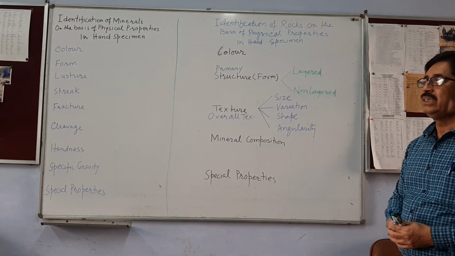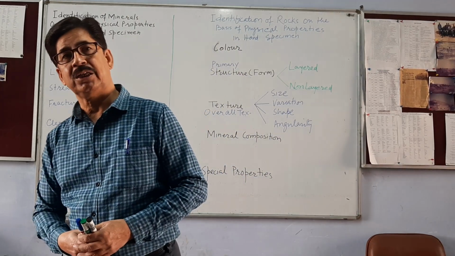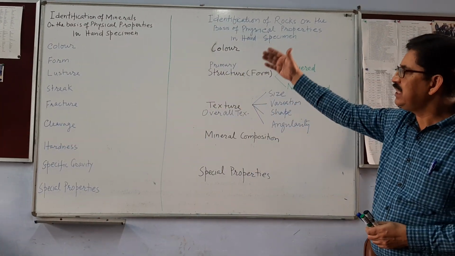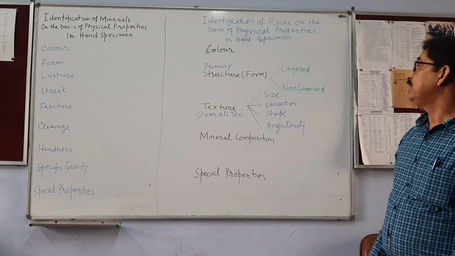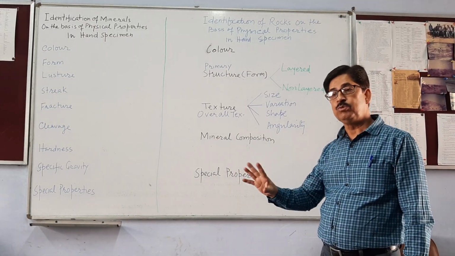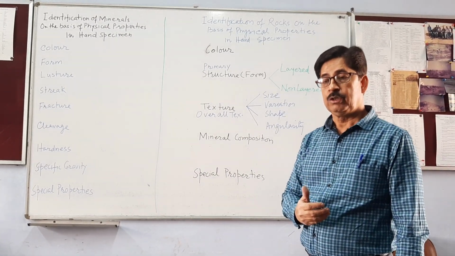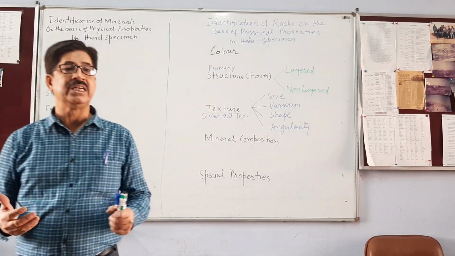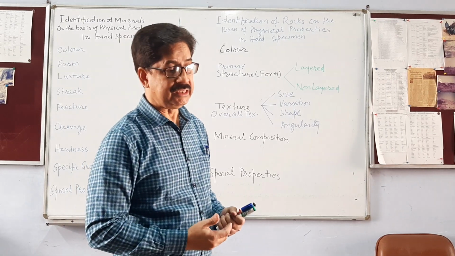Now as such, there is no thumb rule as far as identification of rocks is concerned. For minerals, we have some set norms. We have very set norms for identification of minerals, but it is difficult to identify rock. There is no set norm, there is no set method of identification of rocks. It comes to you with experience. Depending upon as many rocks as you see, you will be able to identify the rocks easily.